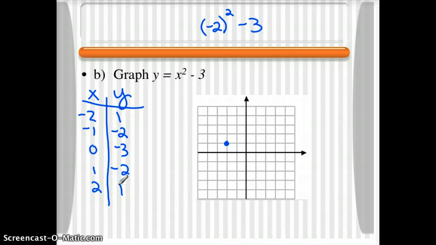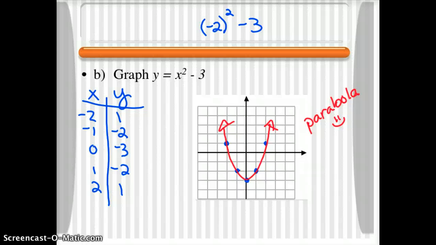Negative 2, 1. Negative 1, negative 2. 0, negative 3. 1, negative 2. And 2, 1. Now these look kind of close to a V, but you can see it's not actually going in a straight line. They end up really being U-shaped graphs, ones with those little squares. So I'd like you to try to connect that with more of a smooth curve. This shape, for future reference, is called a parabola. If you tell me that tomorrow, I'll give you a chip. Okay, and it works with x squared. It's called a quadratic function.